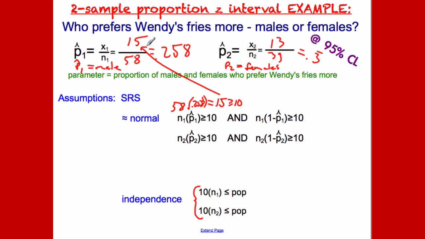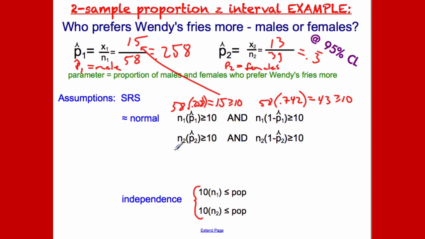And then N1 times 1 minus P hat, so we're talking 0.742. And we're going to get whatever's left over, which is going to be 43, which is greater than or equal to 10, so we're okay there. So for males, do I have a big enough sample size? Yes. How about for females?